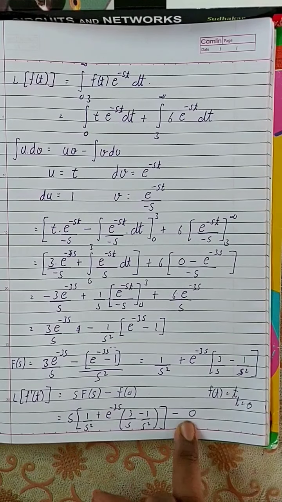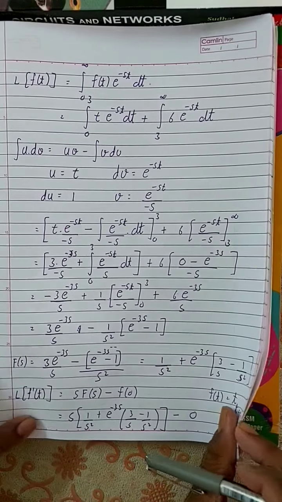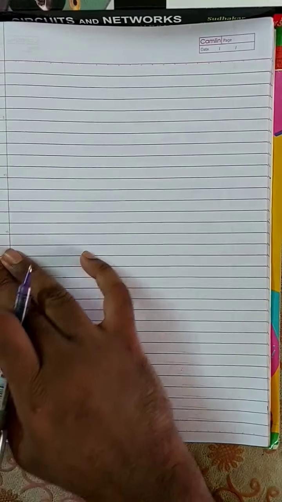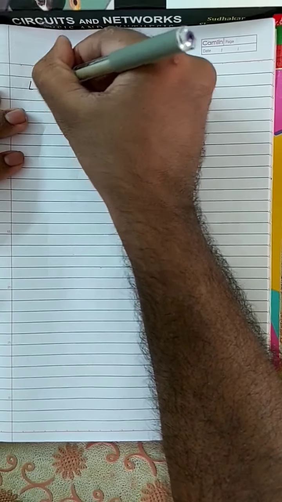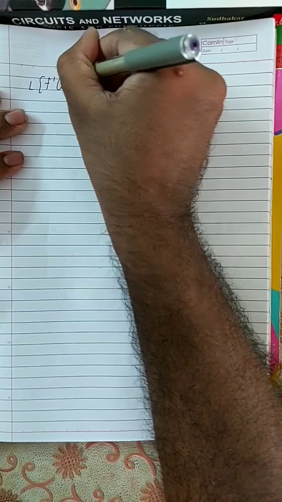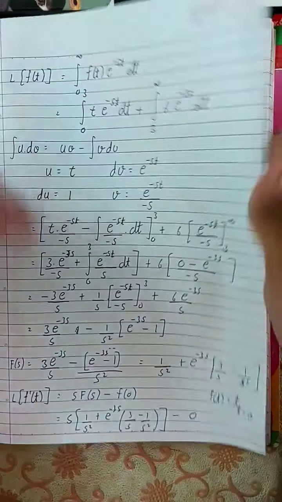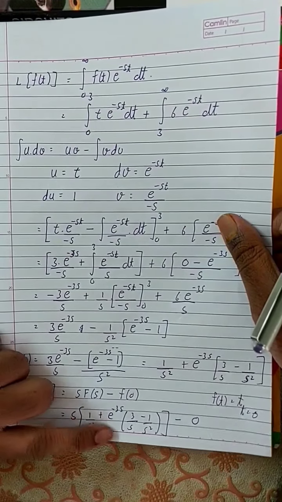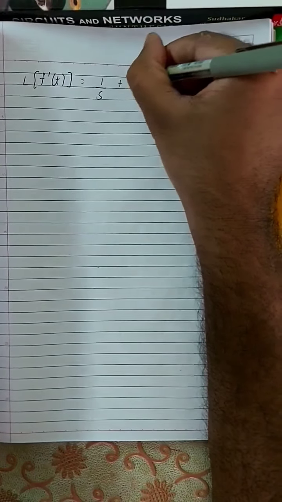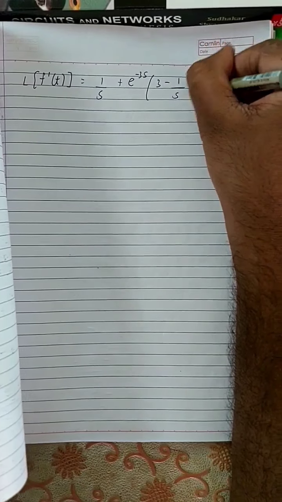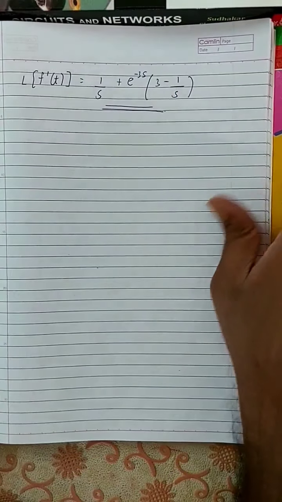That's why it becomes 0 over here. So therefore your final equation will become: the Laplace transform of f dash of t is nothing but 1 by s, multiplying this s inside, this will become 1 by s plus e raised to minus 3s into, this will become 3 minus 1 by s. Okay, this is the equation.